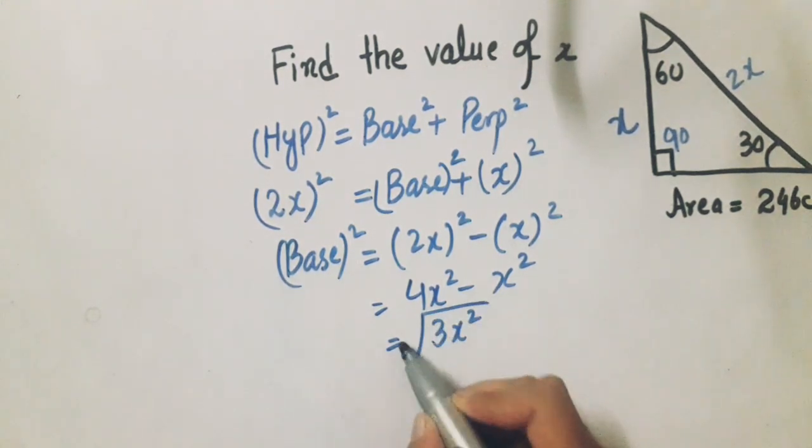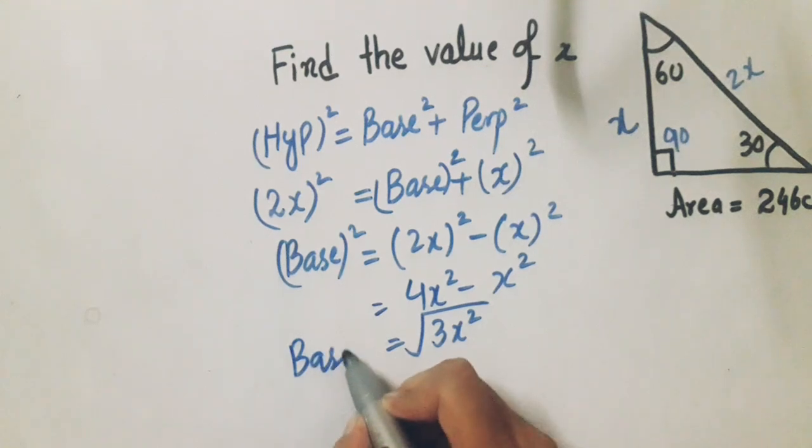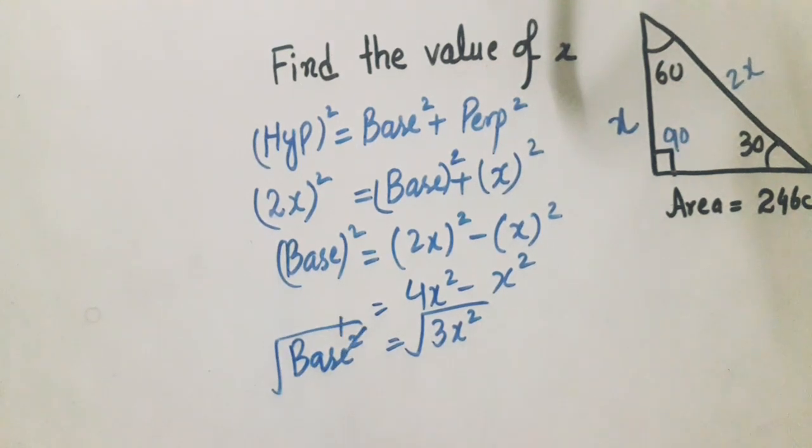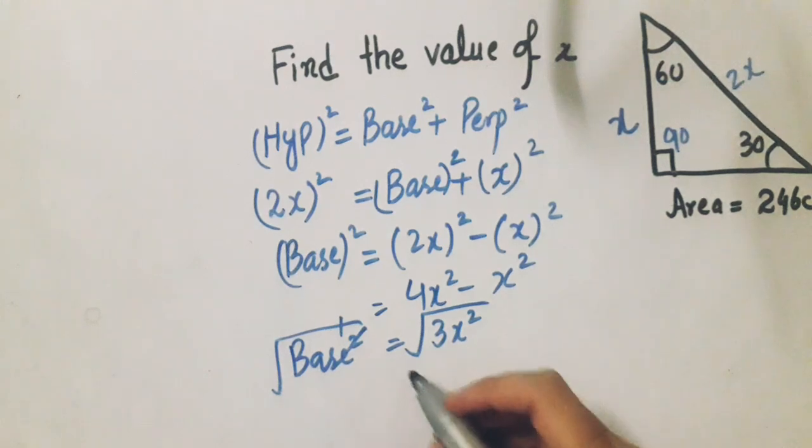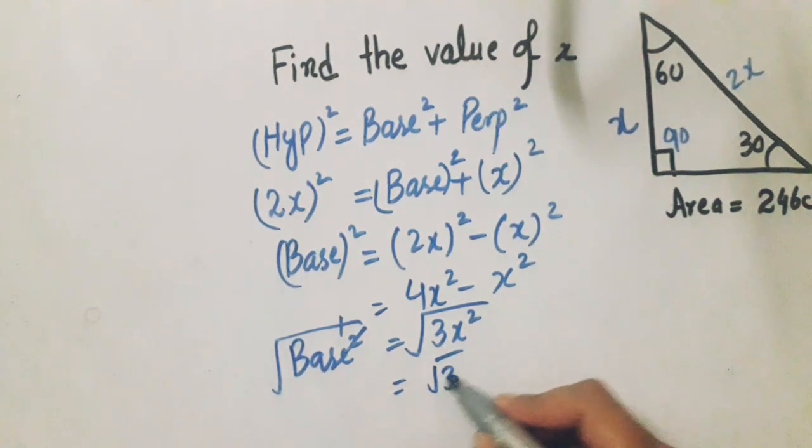To find the base value, we will take the square root on both sides. So this square is cancelled out by this square root, and the value of the base will be square root 3 x.